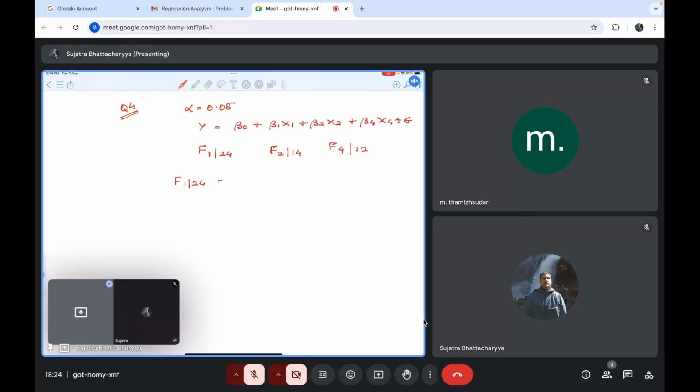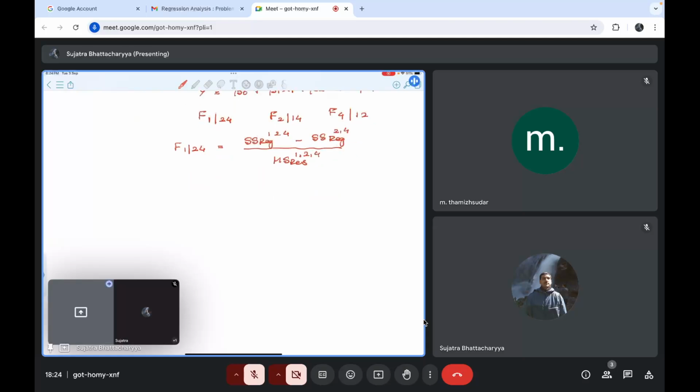F of 1 in the presence of 2 4 is SS regression of 1 2 4, the full model, minus SS regression of 2 4, divided by MS residual of 1 2 4. Okay, so this is the definition.